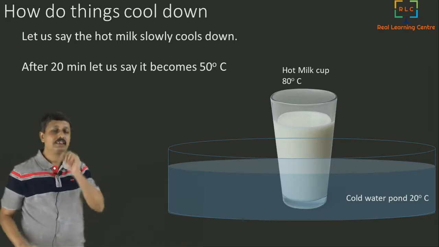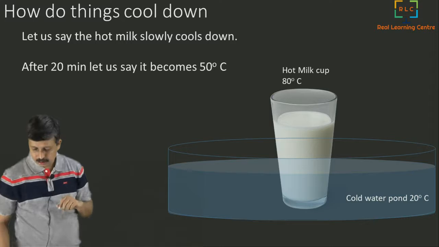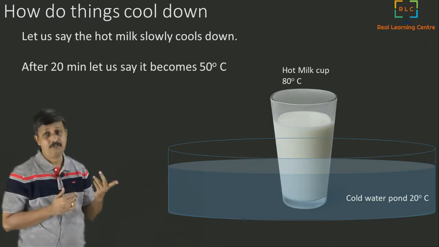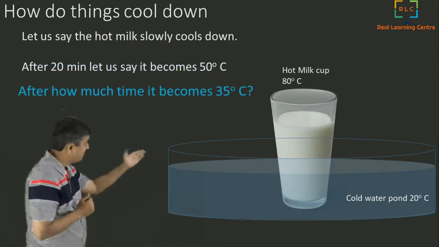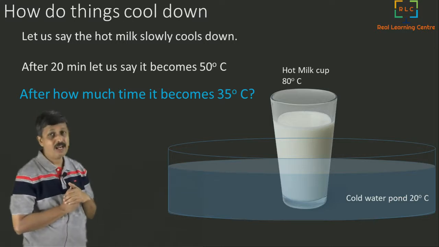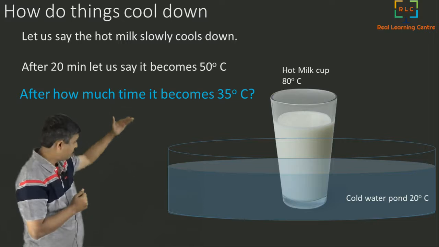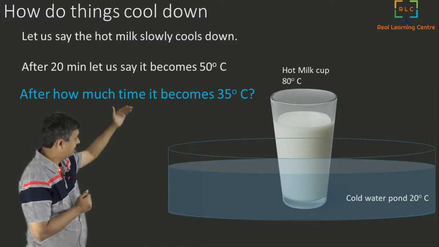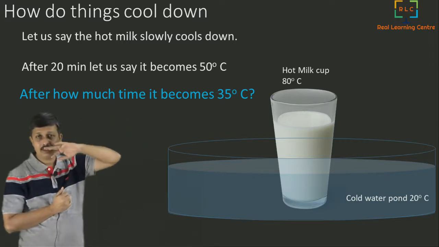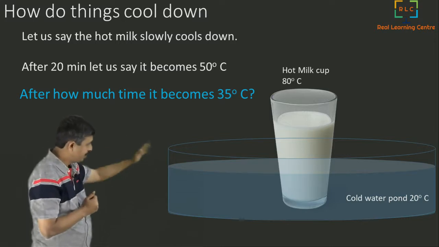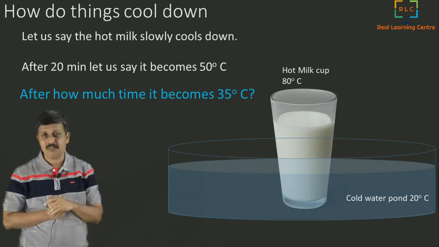Now my question is, this is your data. After how much time will it become 35 degrees? Why am I asking 35 degrees? Because if you look at this, from 80 to 50, it is about 30 degrees down. Now 15 to 35 is about 15 degrees down.